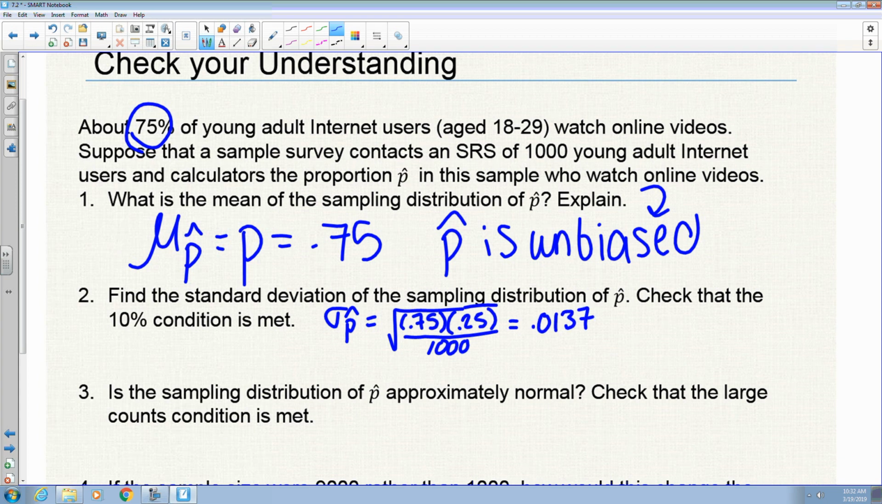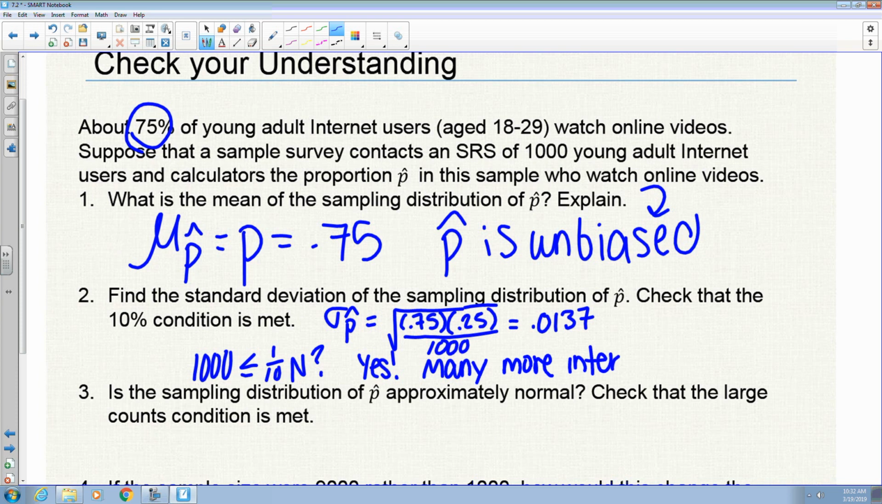Check that the 10% condition is met. Is 1,000 less than or equal to 1/10 of the population? Yes, definitely. There are many more internet users than 10,000. So that's the 10% condition.